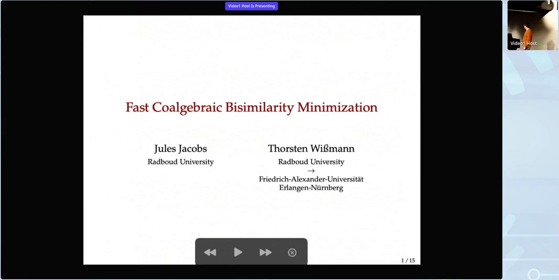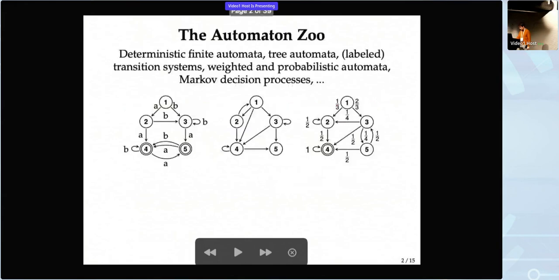Yeah? Okay, great. This talk is about fast coalgebraic bisimilarity minimization. This is joint work with Thorsten, who used to be at Radboud, but now he is at FAU. This work actually started before he went to Radboud because I read his previous work on coalgebraic bisimilarity minimization and found it very interesting. Then we started chatting over email, and we noticed that Thorsten was coming to Radboud. So then after that, it really started.